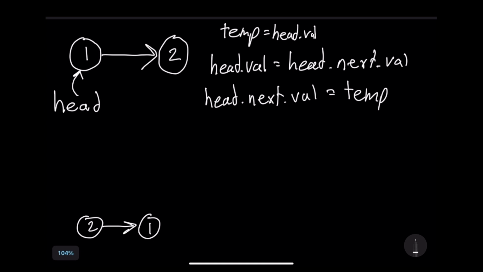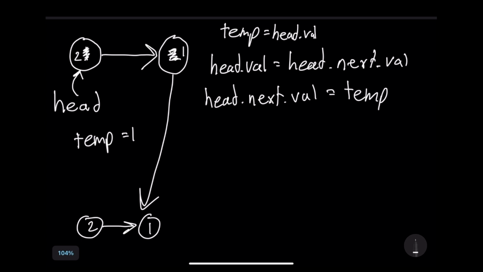Does that make sense? So if we start with the example on the left here, we would store temp as head.val, which is 1. Then we would change head.val to whatever head.next.val is, which is 2. And then we would change head.next.val to whatever temp is, which is 1. And that equals this, so we're done. So in the case where it's just 2, that would work.